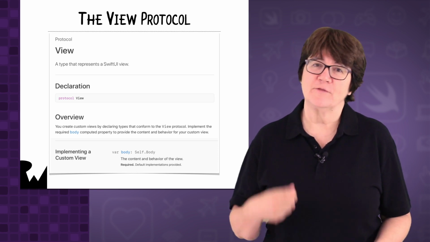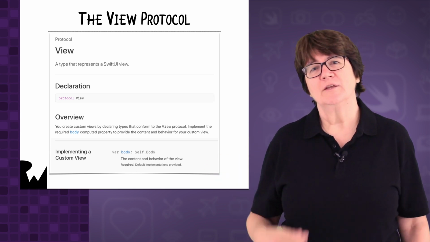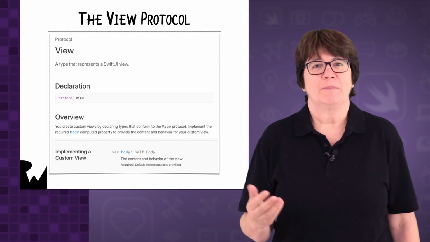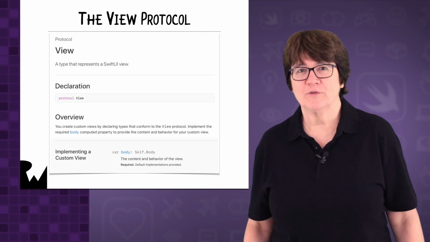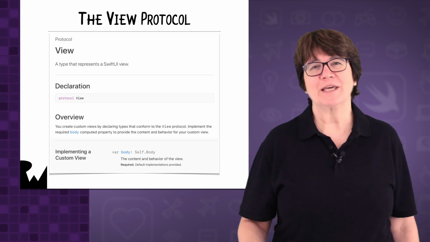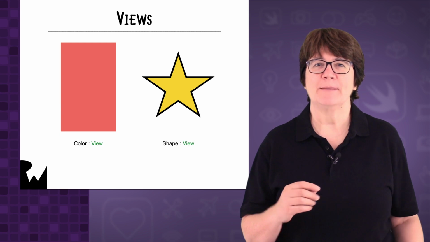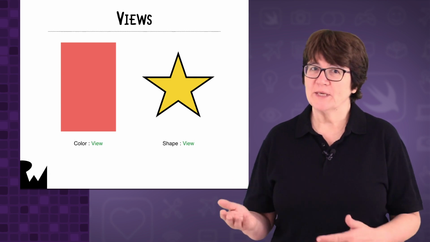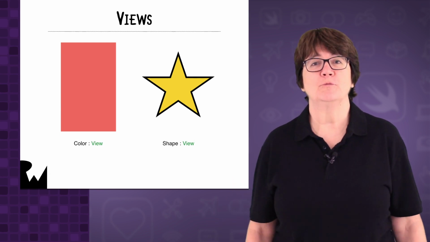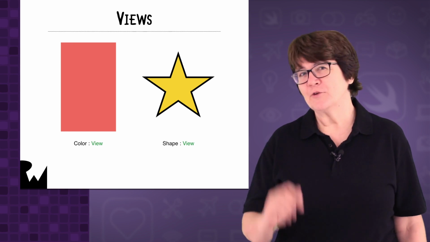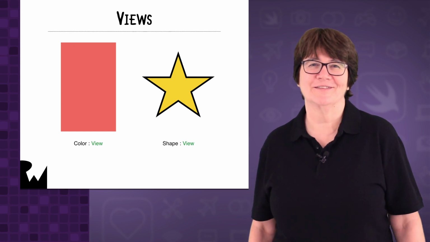This body property describes the content and the behavior of the view. You should already be familiar with most of the view types, such as text views, images, and buttons. We'll have a run through of some simple shapes and colors before we get onto more complicated drawing. Both color and shape conform to view, so we can assign either of these to a view's body property. Let's write some code and see how this works.